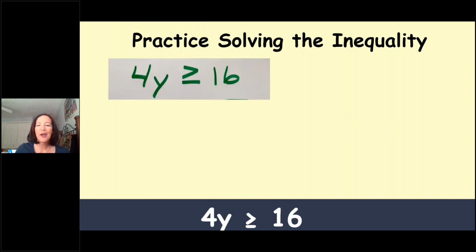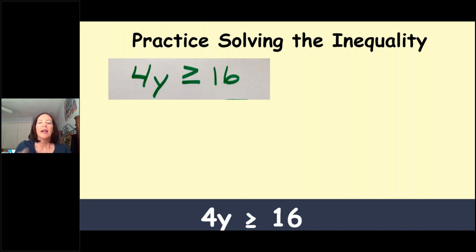Good. Okay, so Tylisha, now this one says 4y is greater than or equal to 16. And we need to get the y all by itself. So do you know how to solve this one? That's positive 4y. So do we do a negative 4y on both sides?